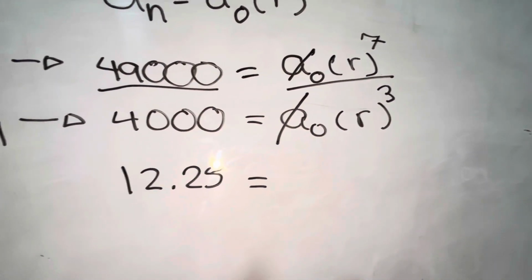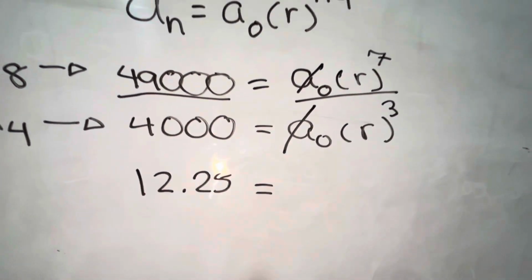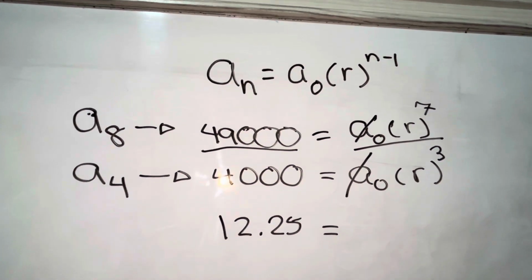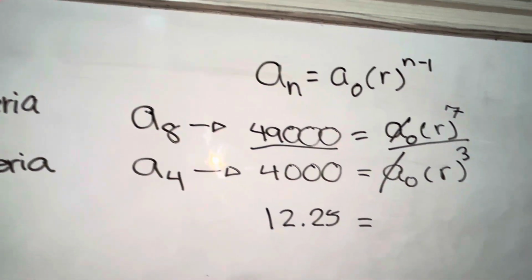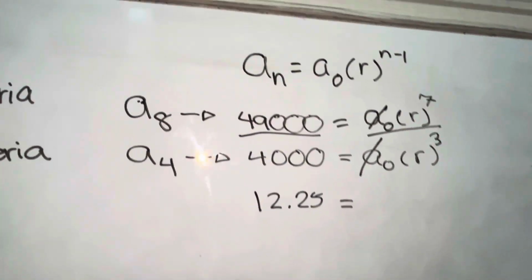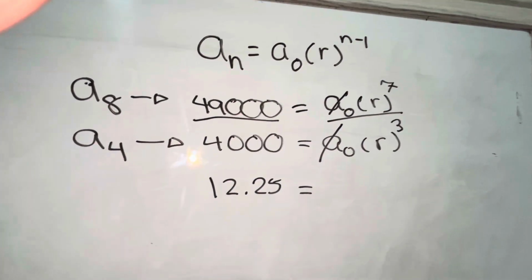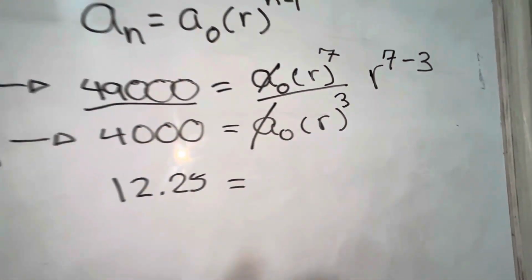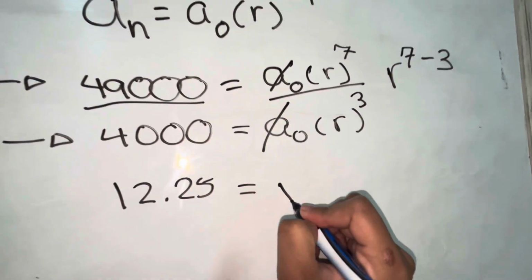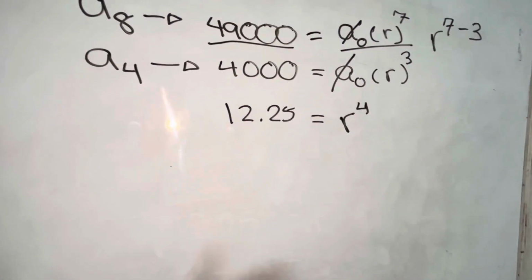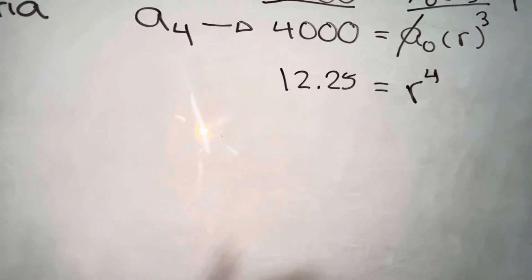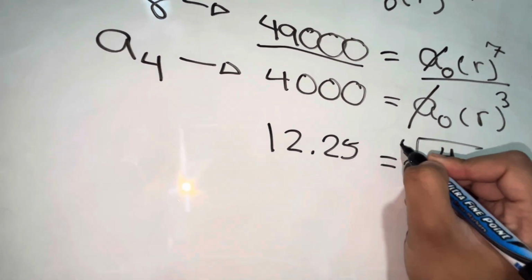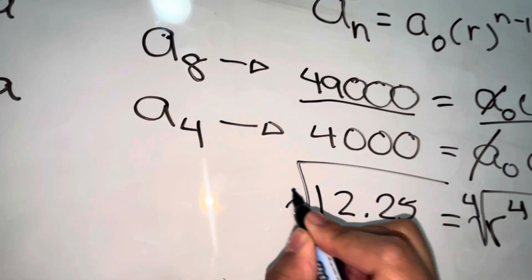As for the r's, r to the power 7 is on the top and r to the power 3 is on the bottom. When you have numbers or variables that are the same and they have different powers and you're dividing them, you're going to have to subtract them like this. You're going to have to do r to the power of 7 minus 3, which is then r to the 4th power. But because we're trying to find r on its own, we're going to have to simplify this, which means we're going to have to try to take away the power like this.